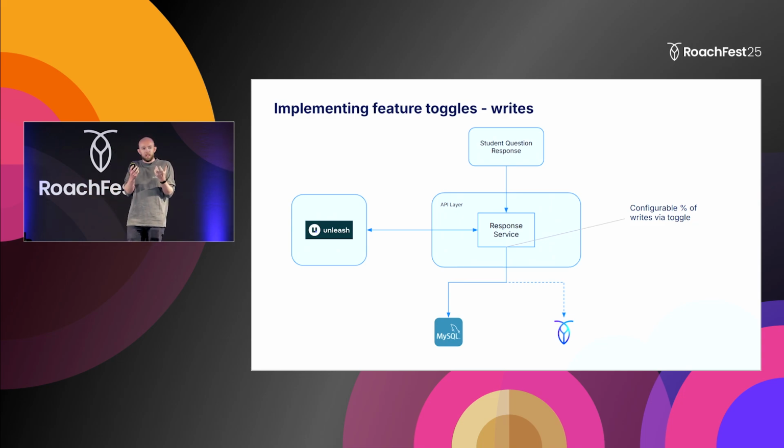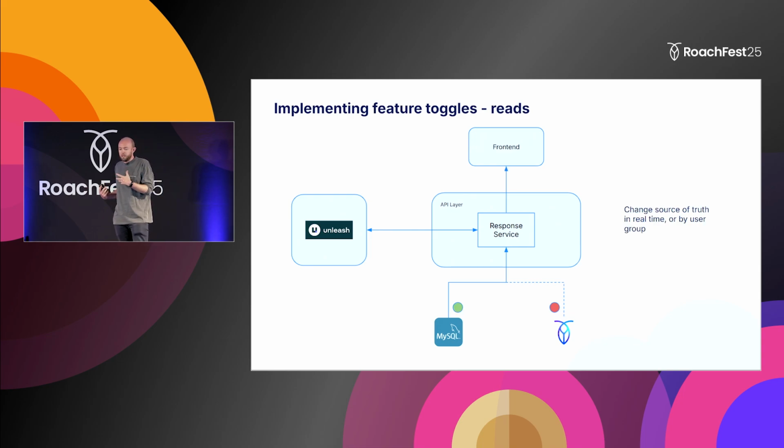And then we basically had a shadow write system. We were still writing to our legacy MySQL database, but we were also writing to our new Cockroach database in parallel. The feature toggle system allowed us to configure the percentage of traffic going to each. We started with a very small amount just to see if there were any major problems, and then we ramped that up to 100% as we moved on through the migration.